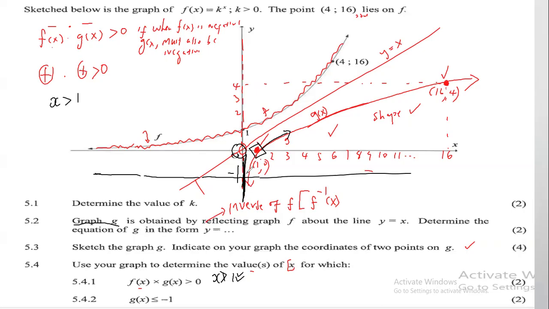So it means, for example, this is the line of y equals -1. They are asking, what are the values of x whereby your function g will be below this -1? We want to know when the graph itself, the graph g, is below -1.